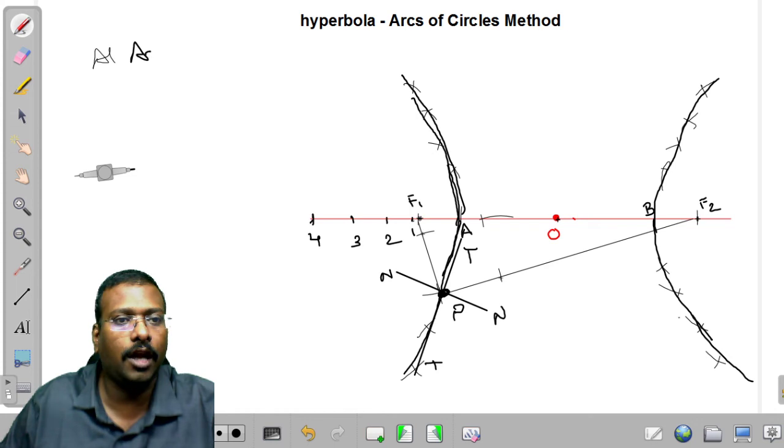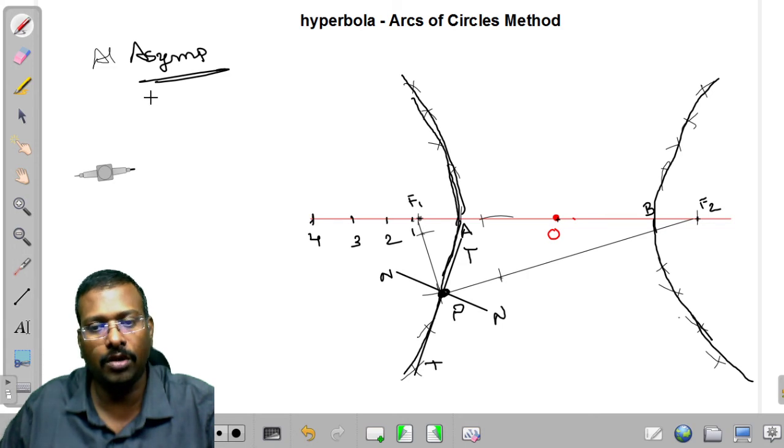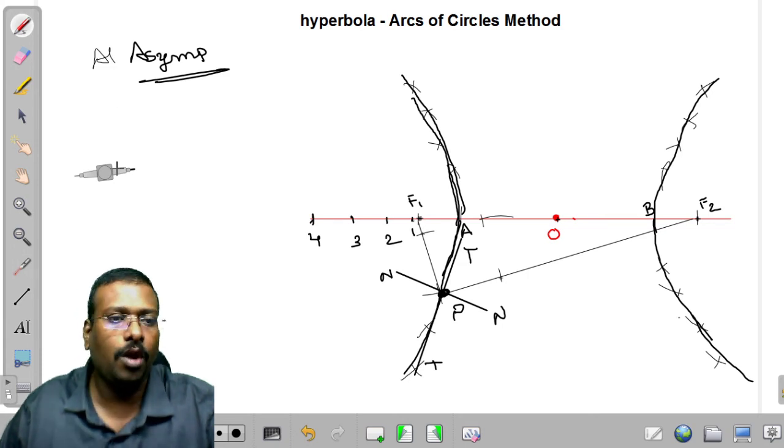Asymptotes to the hyperbola. What are asymptotes? These are the tangents drawn to the curve at infinite point. How do we have to do it? So this procedure I will explain carefully.